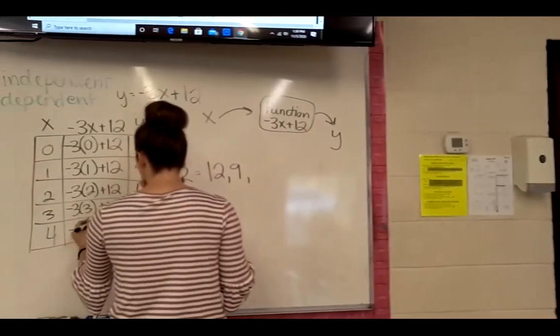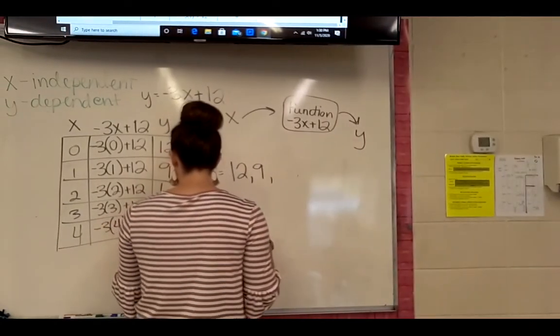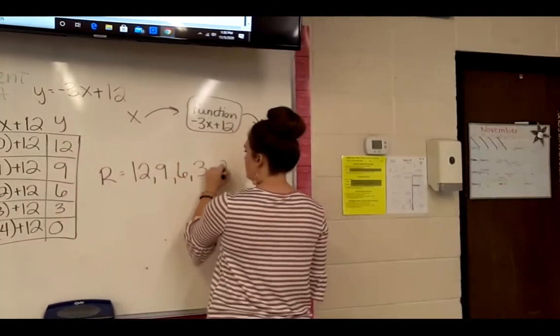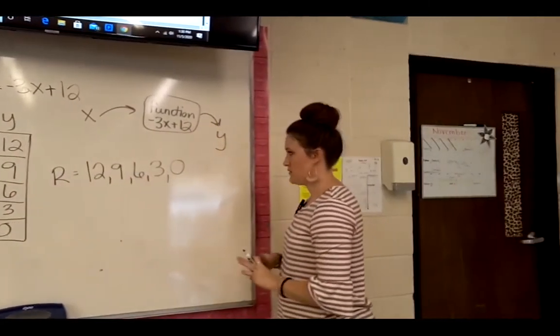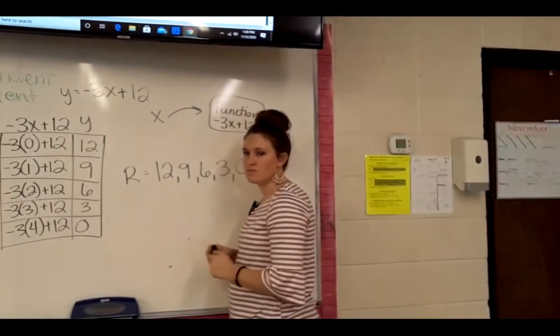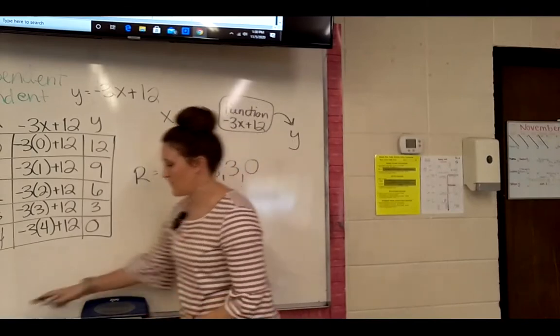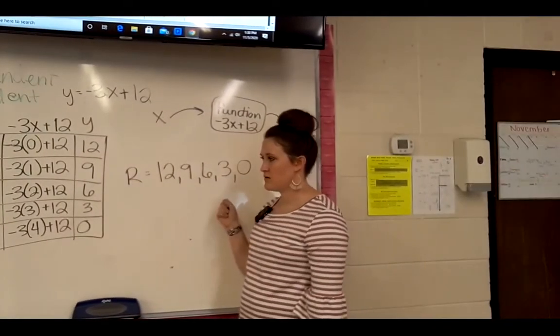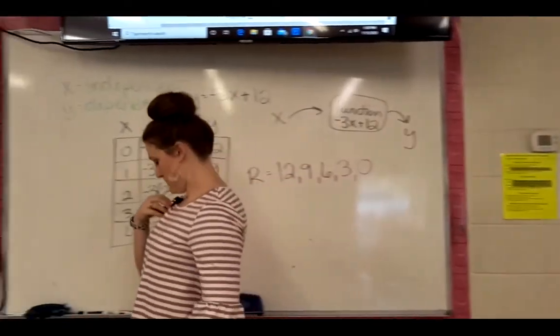And then negative 3 times 4 is negative 12, and negative 12 plus 12 is 0. So your answers would be this. Do y'all see that? They just want you to go back and list your range.